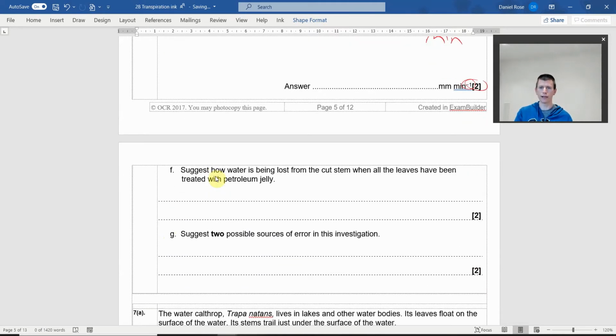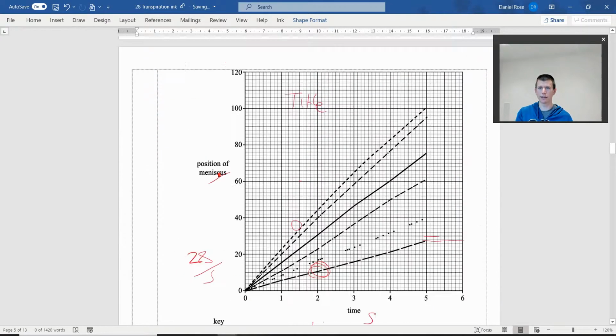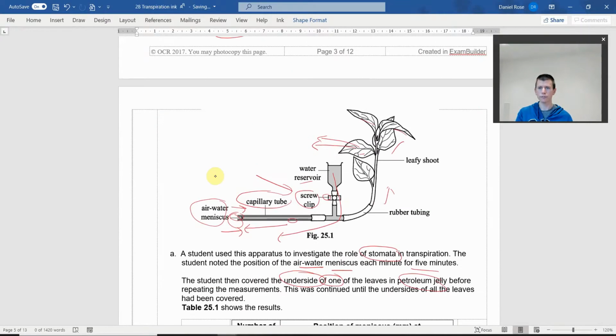Right, suggest how water is being lost from the cut stem when all the leaves have been treated with petroleum jelly. So it says from the cut stem. So it's got 2 marks here. So I might want to make 2 points. It doesn't necessarily lead to point explain. Let's go back and look at the diagram. Remember what's about everything being important? I've got rubber tubing. Well, I could be losing some through leaks from the rubber tubing.